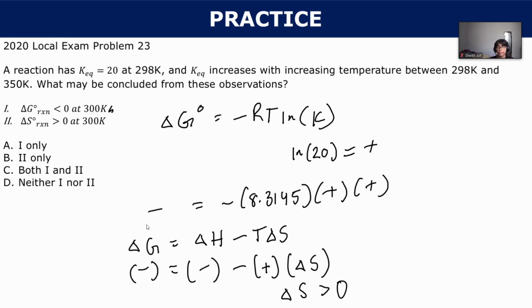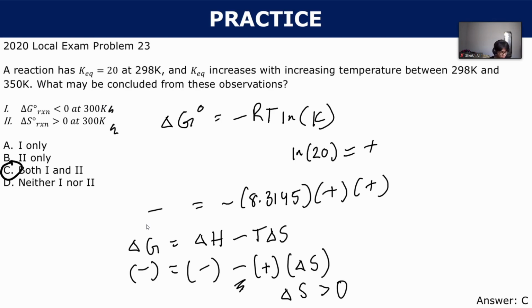Delta S has to be a positive value, because if it were a negative value, then the negative from the delta S would negate the negative here, and we would potentially end up with a positive value for delta G, which we know that we don't have. So the only thing that really works is if the change in entropy is a positive number, which means that 2 is also correct, and so 1 and 2 are both right answers, meaning our answer is C. And that is the correct answer.